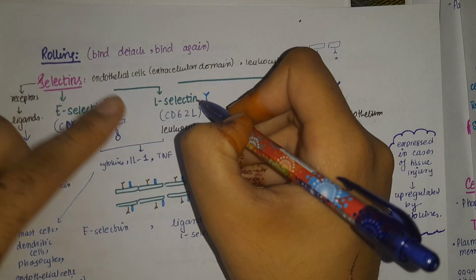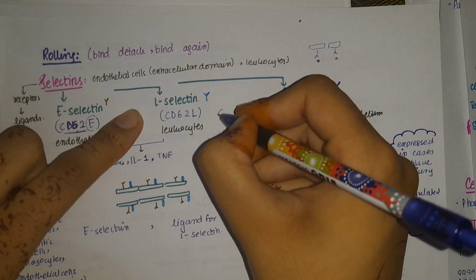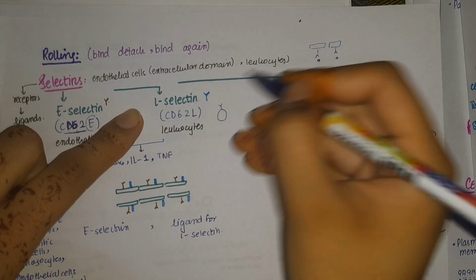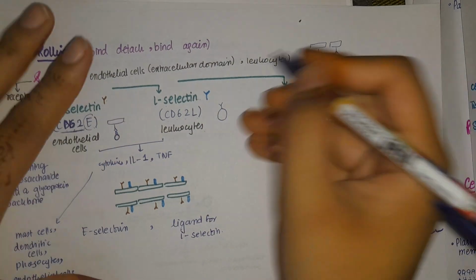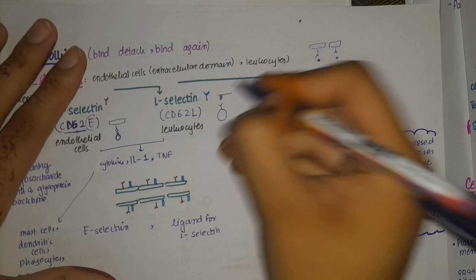Similarly, L-selectin is expressed on leukocyte. So if the leukocyte has L-selectin, where will its ligand be? The ligand will be on the endothelium.